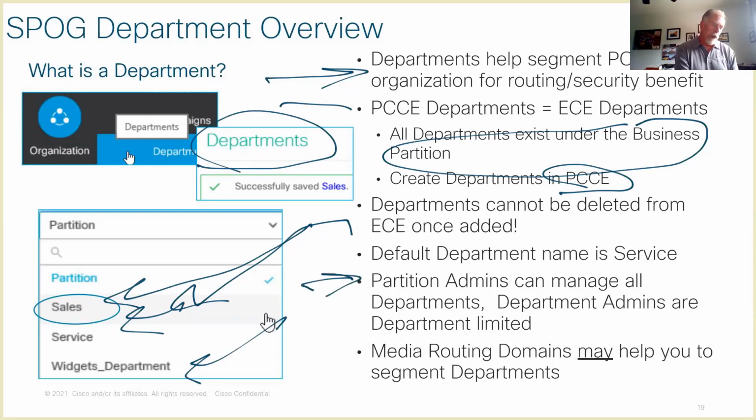Partition admins can manage all departments. Department admins are department limited. And you may also want to think about, depending on maybe your flavor, thoughts, media routing domains. That's not so much true in version 12 with ECE as a way to help segment departments, but it may be something to think about.